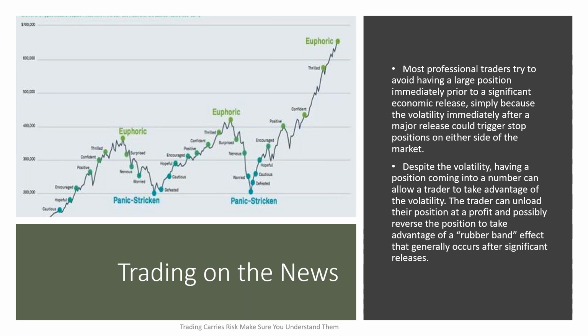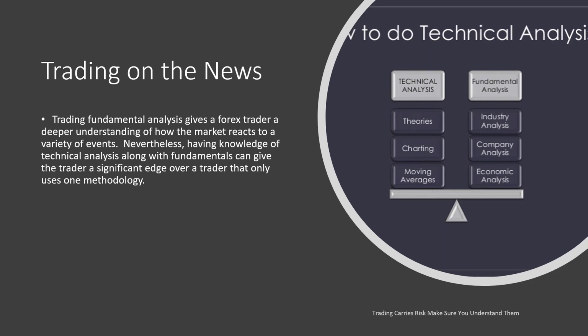Most professionals try to avoid having large positions immediately prior to significant economic news, simply because the volatility immediately after a major release could trigger stop positions on either side of the market. Despite the volatility, having a position coming into a number can allow a trader to take advantage of it. The trader can unload their position at a profit and possibly reverse the position to take advantage of the rubber band effect that generally occurs. But you must be able to cover the stop loss. You must be able to allow for that volatility and be able to afford to trade that volatility.